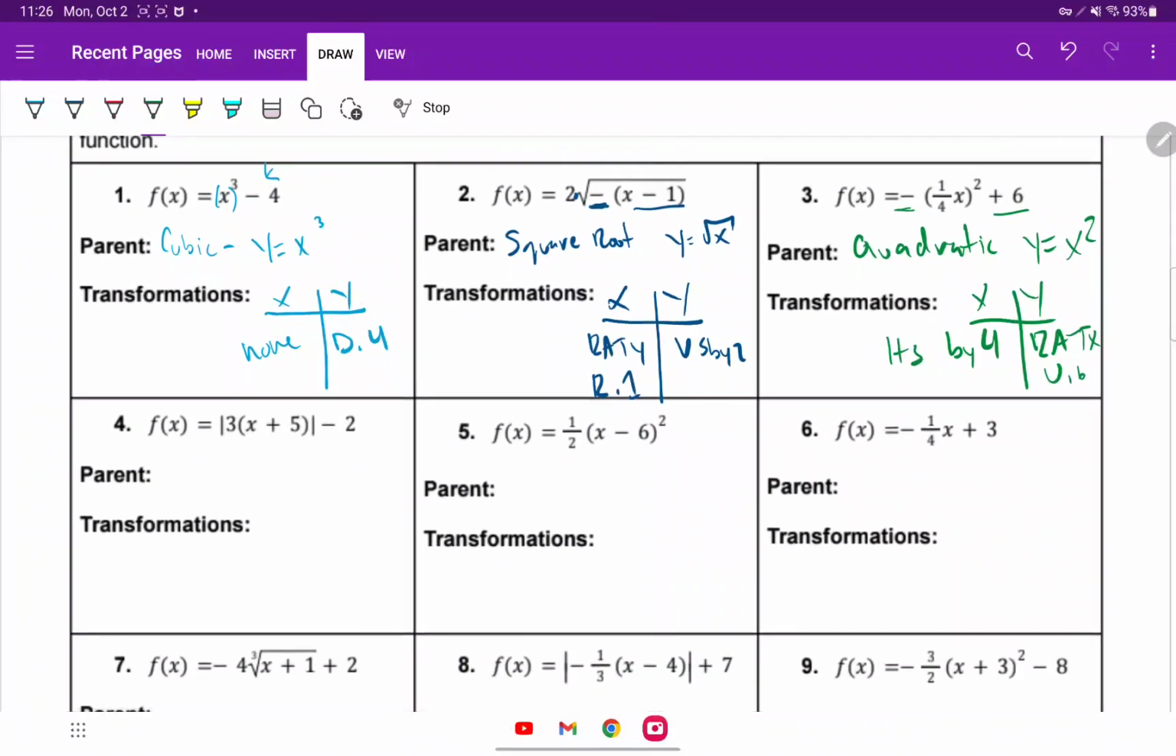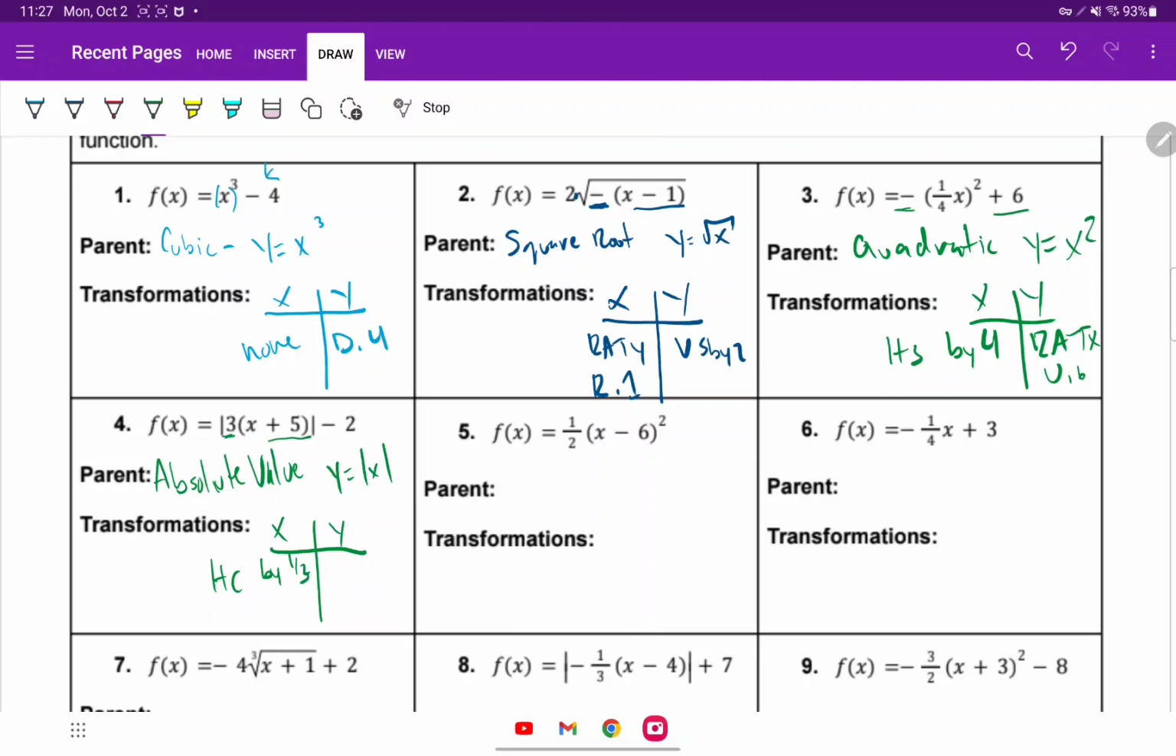Alright, number 4. This one has absolute bars, so that's going to be the absolute value, y equals absolute value of x. You'll notice this one has the 3 inside factored out already. So make our table. From left to right on the inside, that 3, first we flip it over. That number is less than 1 but greater than 0, so that is a horizontal compression by 1/3.